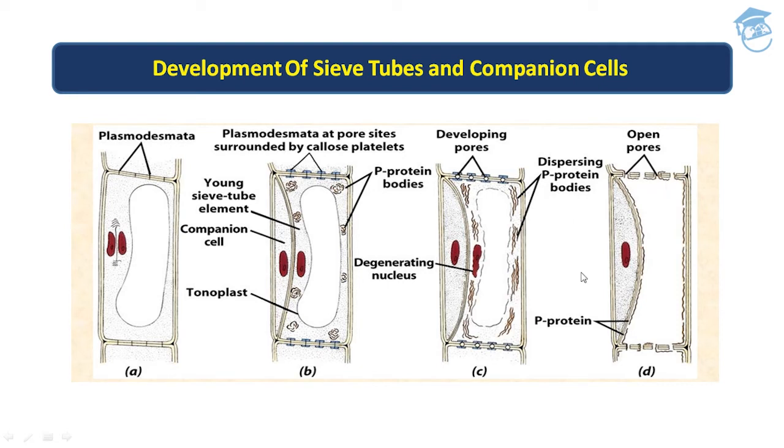And finally, this degenerated nucleus and dispersing P protein bodies just move out through these open pores, and the sieve tube element becomes empty, but it has cytoplasm in it. But no nucleus, no P protein bodies. I hope it is clear to you now. And these P protein bodies just adhere to the walls. As you can see, this is the P protein body, and in later stages of development it gets adhered to the walls of a sieve tube member like this, as you can see. Okay, phloem.